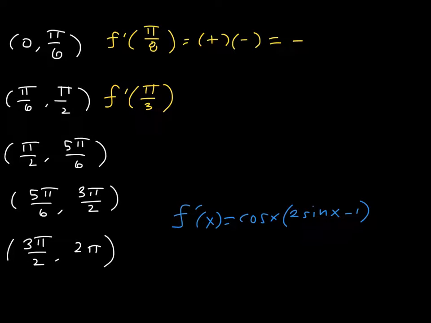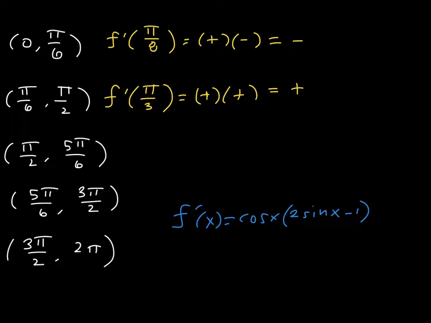Or maybe pi over 4 or whatever. Cosine of pi over 3 is 1/2, so this is positive. Again, I don't really care too much exactly what it is. I just really want to track the sign. Sine of pi over 3 is root 3 over 2, so then it'll be 2 times root 3 over 2, which is just root 3 minus 1, so that's going to be a positive value. So on this interval, we are positive. Notice the sign change.